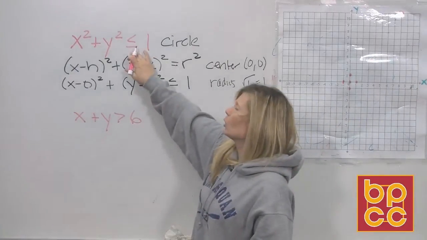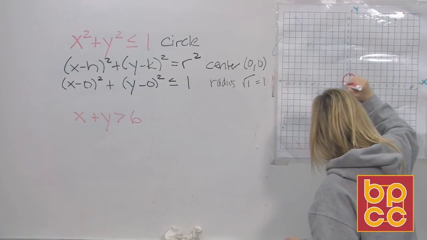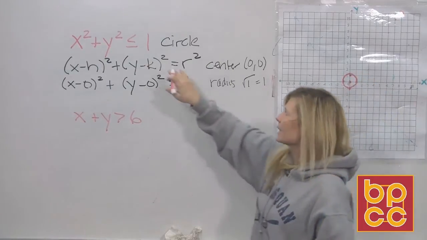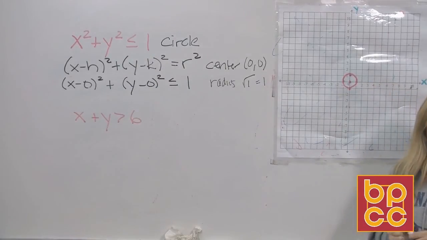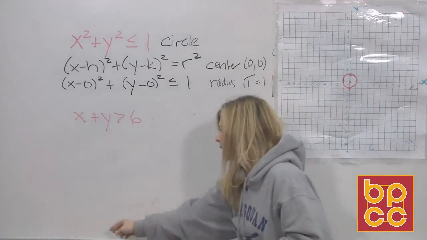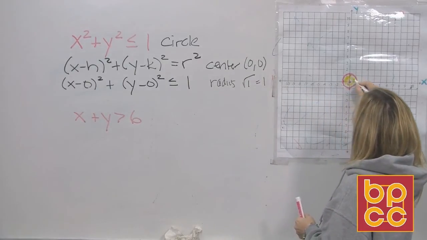It has an equals, which means we can make that circle solid. It has a less than, which means we would shade the inside. Okay? So I'm going to get a light marker just to shade the inside. All right.